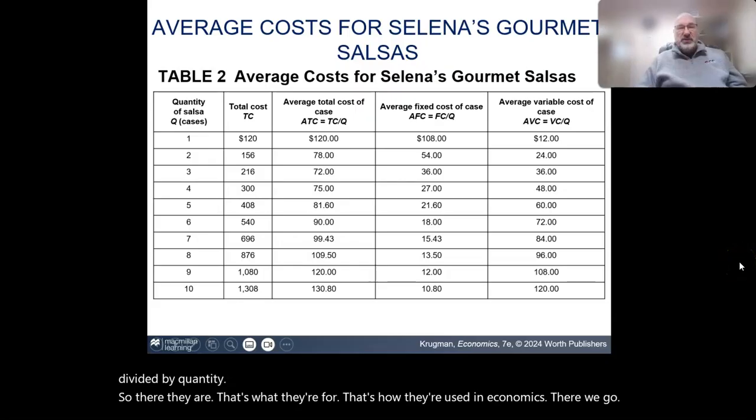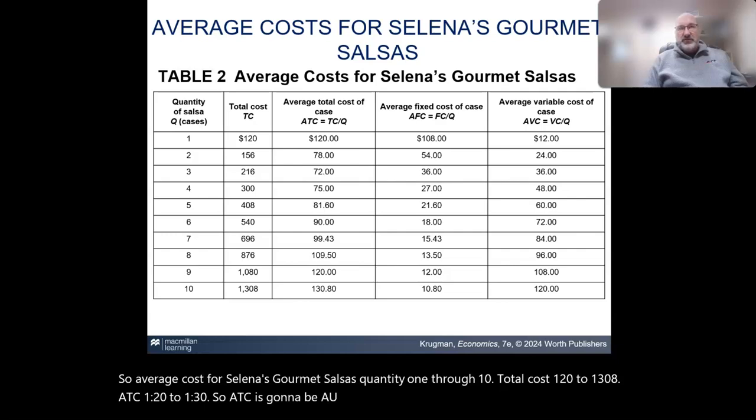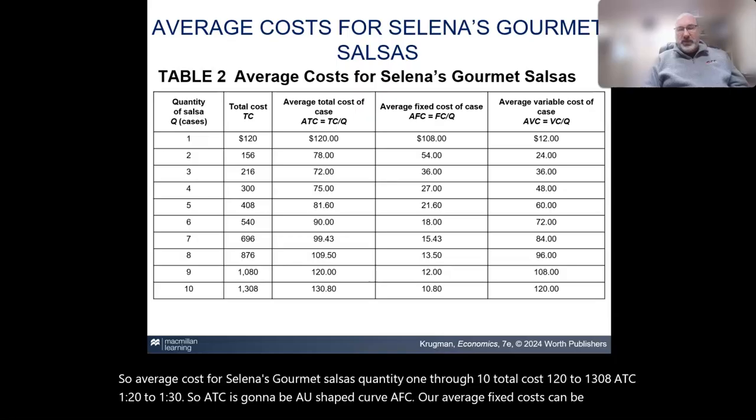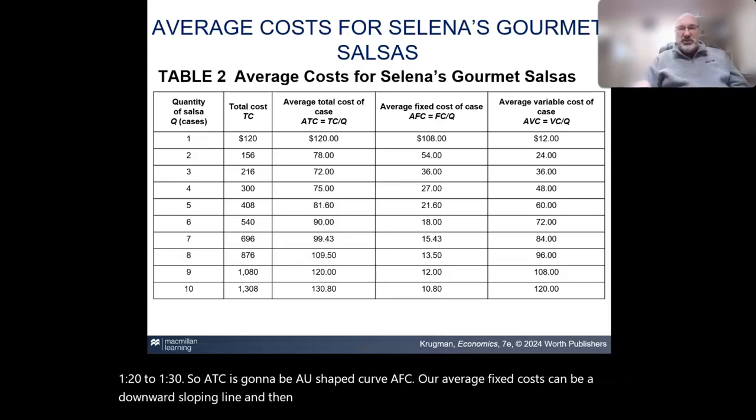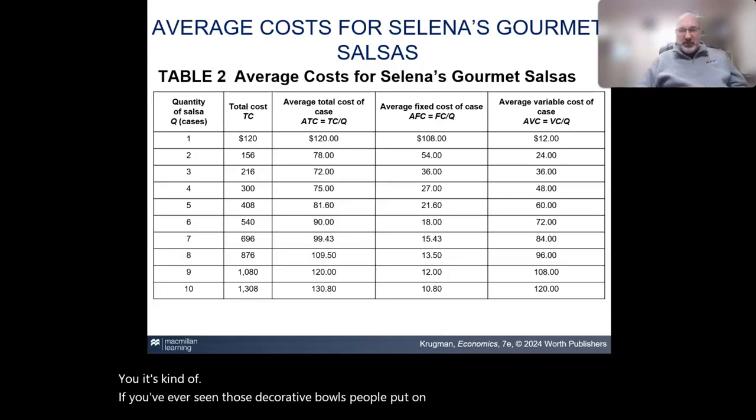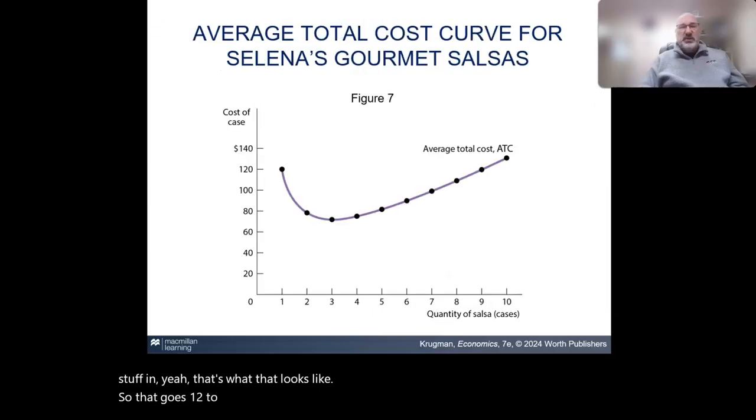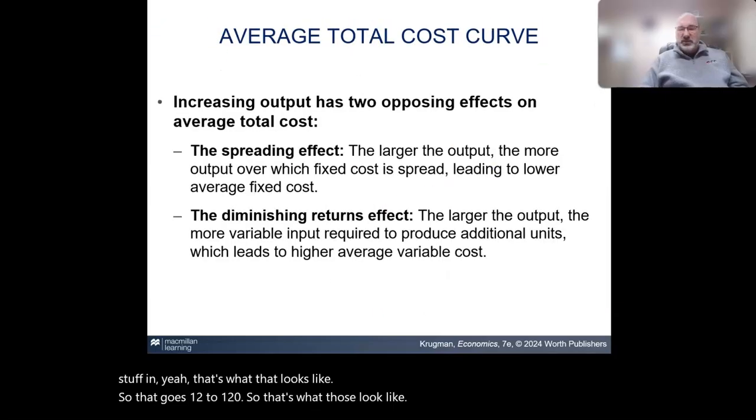So average cost for Selena's gourmet salsas, quantity 1 through 10, total cost 120 to 1308, ATC 120 to 130. So ATC is going to be a U-shaped curve. AFC, our average fixed cost, is going to be a downward sloping line. And then average variable cost is like a really shallow U. It's kind of if you've ever seen those decorative bowls people put on coffee tables that they put like balls and stuff in, yeah, that's what that looks like. So that goes 12 to 120. So that's what those look like. So there's your average total cost. It doesn't look like the full U.